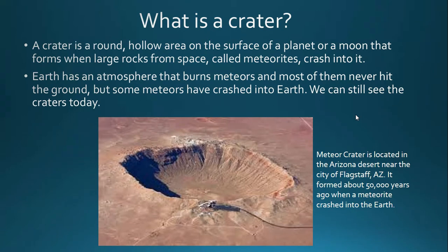What is a crater? A crater is a round, hollow area on the surface of a planet or a moon that forms when large rocks from space called meteorites crash into it. Earth has an atmosphere that burns meteors, and most of them never hit the ground, but some meteors have crashed into Earth. We can still see the craters that formed today.